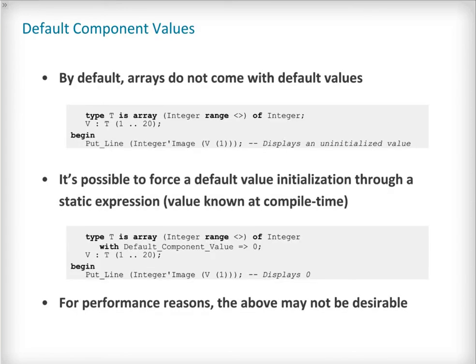One last bit of information. It may be interesting to force an array to receive a given value in the absence of an explicit initialization. This is possible using an Ada aspect, Default_Component_Value, which will force an initialization at a given value. The one restriction of this aspect is that the value provided has to be known at compile time for performance reasons. We say that the expression of this aspect has to be static.